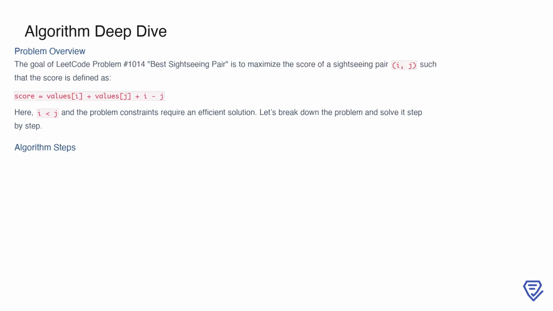The goal of this problem is to find the best sightseeing pair that maximizes the score given by the formula score equals values[i] + values[j] + i - j, where i is less than j. This formula combines the values of two sightseeing spots with the distance between their indices factored in as a penalty. The challenge lies in solving this efficiently, as the constraints require us to go beyond a straightforward brute force approach. By breaking down the formula and understanding its components, we can identify ways to optimize the solution. Let's explore the steps to achieve this.